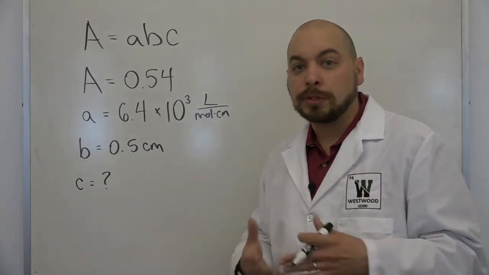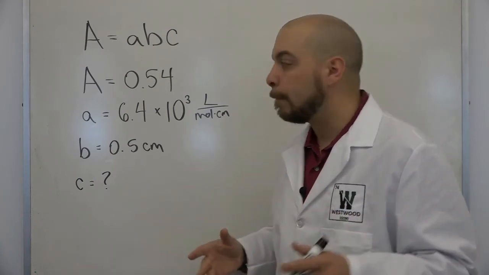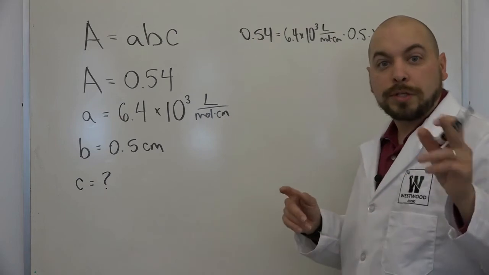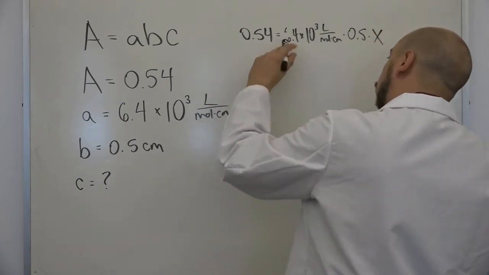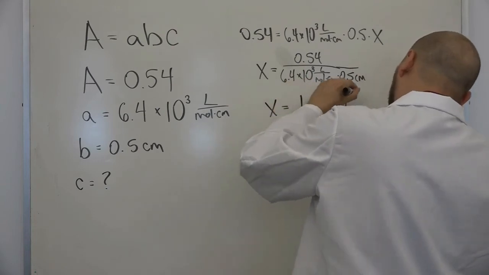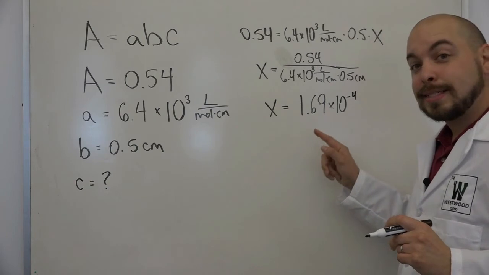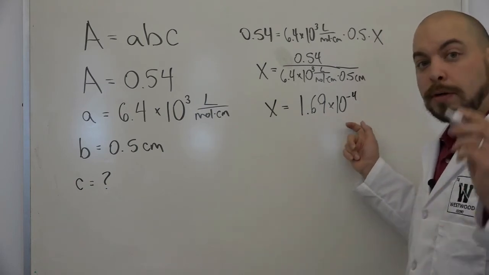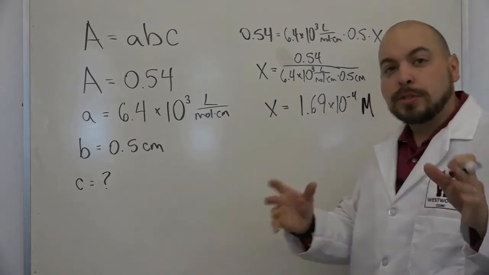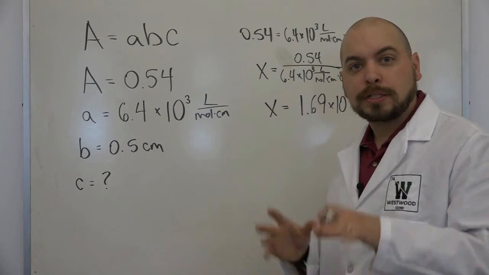So in this situation, we're simply going to plug and chug into our Beer's law equation. So let's go ahead and do that. We solve for x. So now we know that our concentration was 1.69 times 10 to the negative 4 moles per liter, or molar. So this is one way that we can use Beer's law to solve for concentration. Let's talk about the other way now.